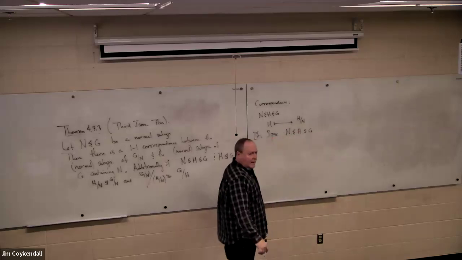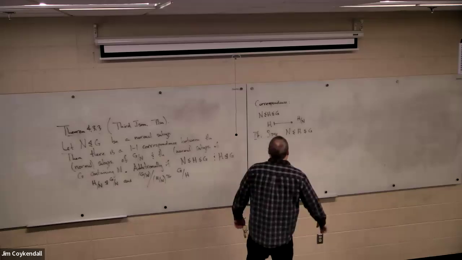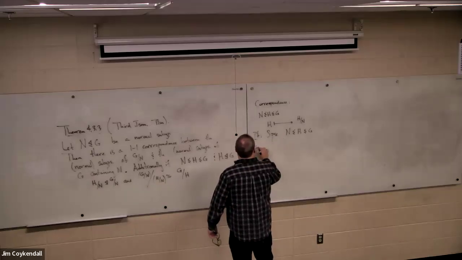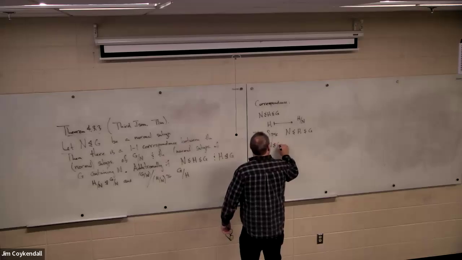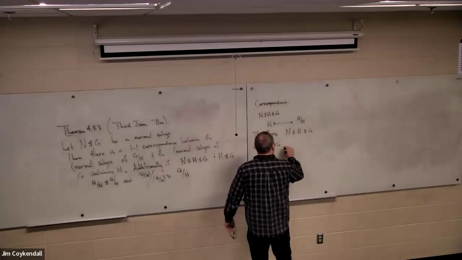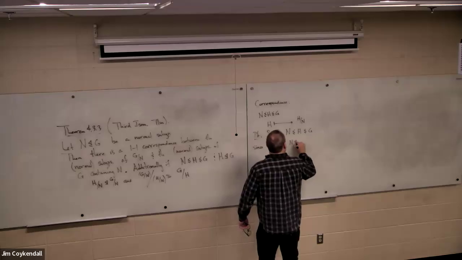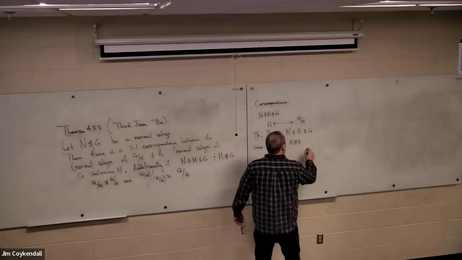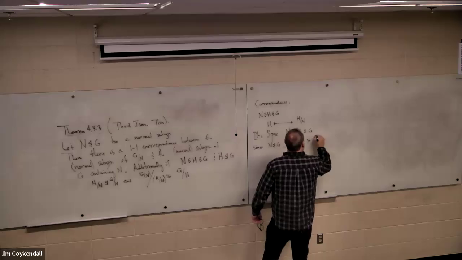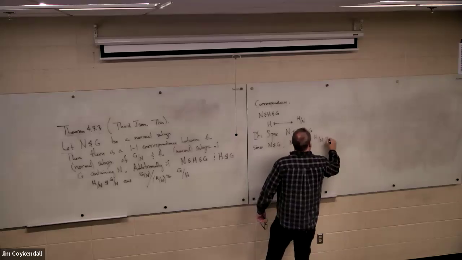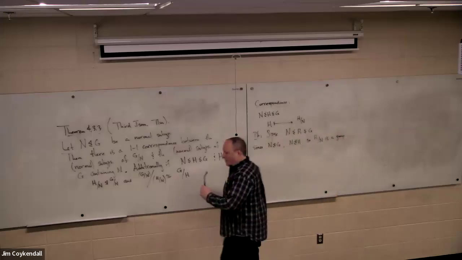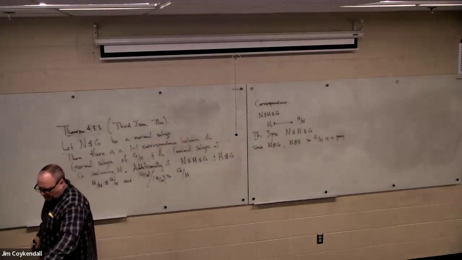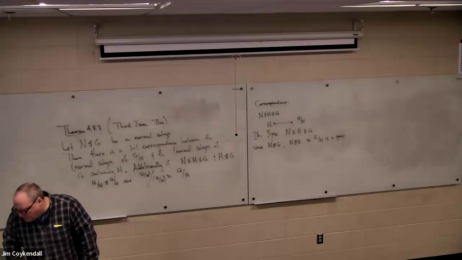Suppose I have an intermediate group H. Since N is normal in G, N is also normal in H. So H mod N is a group, because N being normal in G means that it's also normal in the subgroup.